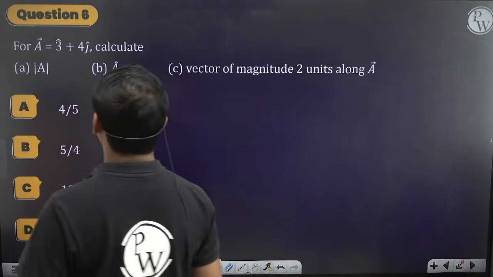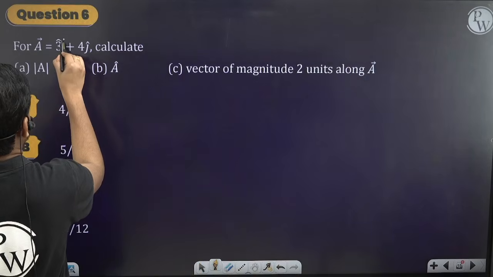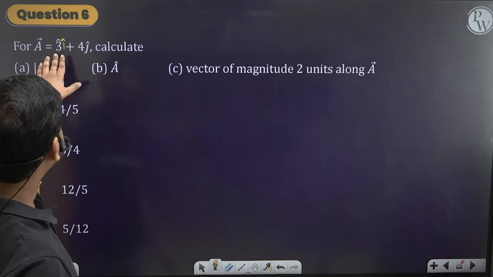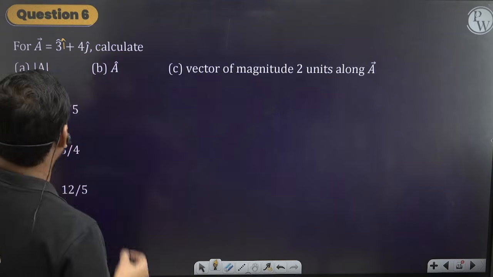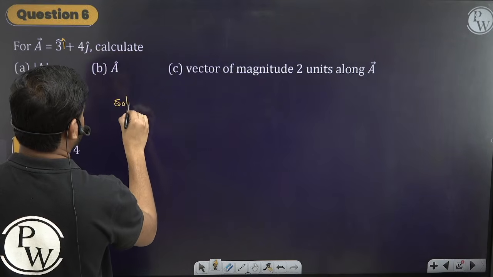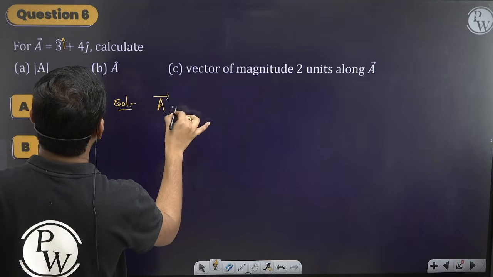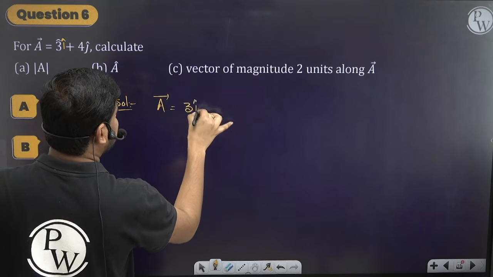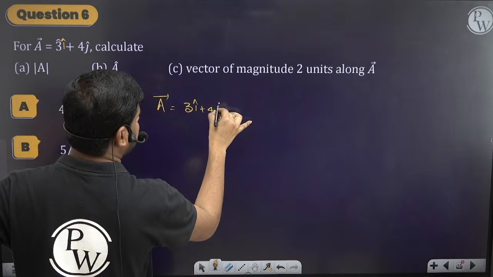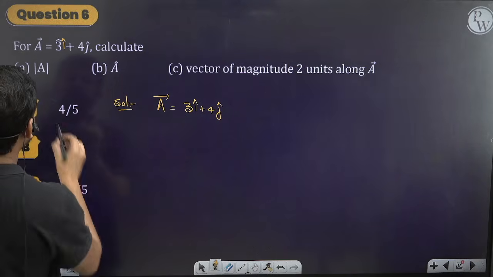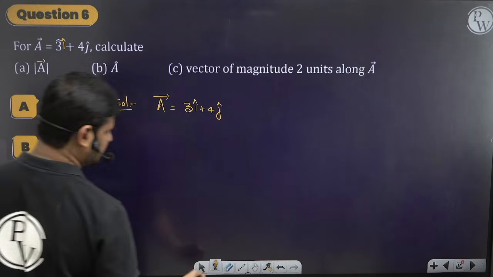See here. So this is 3 i cap, guys. So the question is given here. For vector A, it's 3 i cap plus 4 j cap. So first understand the question. The vector A is given: vector A is 3 i cap plus 4 j cap. Now I have to find the magnitude of vector A.